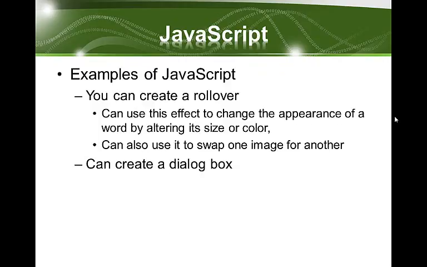Examples of JavaScript. You can create a rollover in which mousing over an image results in a change to the image, which returns to its original state when the mouse moves off of it. You can use this effect to change the appearance of a word by altering its size or color, and can also use it to swap one image for another. You can also create a dialog box.